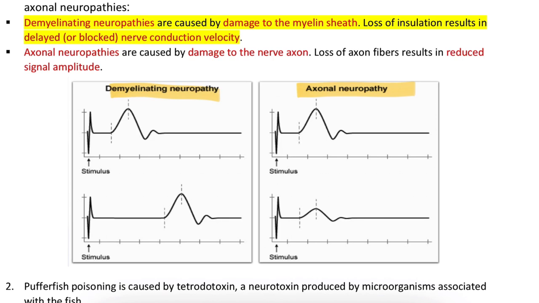be reduced. Nerve conduction studies are a non-invasive diagnostic test. They measure amplitude, latency, delay, and velocity. Okay, and you can use this to differentiate between axonal and demyelinated disorders.